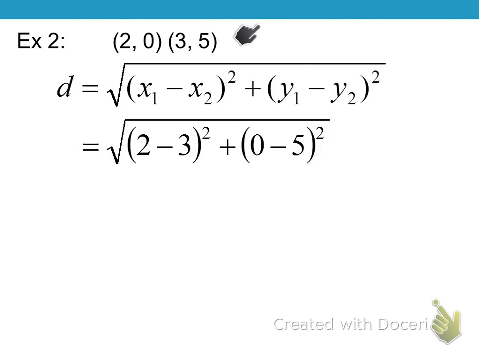So, as long as you put the x's together and the y's together, order doesn't particularly matter here because of what we talked about the other day. You're finding the distance between the x's. Distance is always positive. So when you square it, that sort of takes care of itself. Okay?